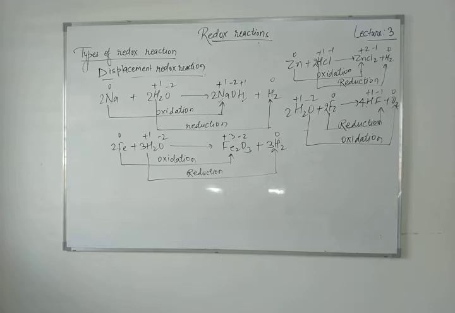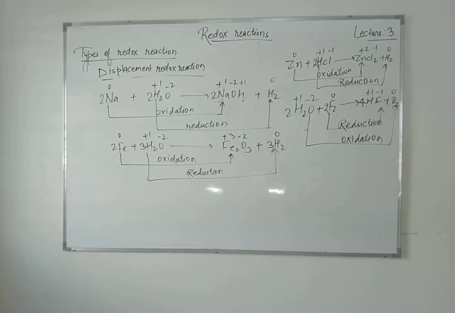Disproportionation reactions are a special type of redox reaction. In a disproportionation reaction, an element in one oxidation state is simultaneously oxidized and reduced. One of the reacting substances in a disproportionation reaction always contains an element that can exist in at least 3 oxidation states.